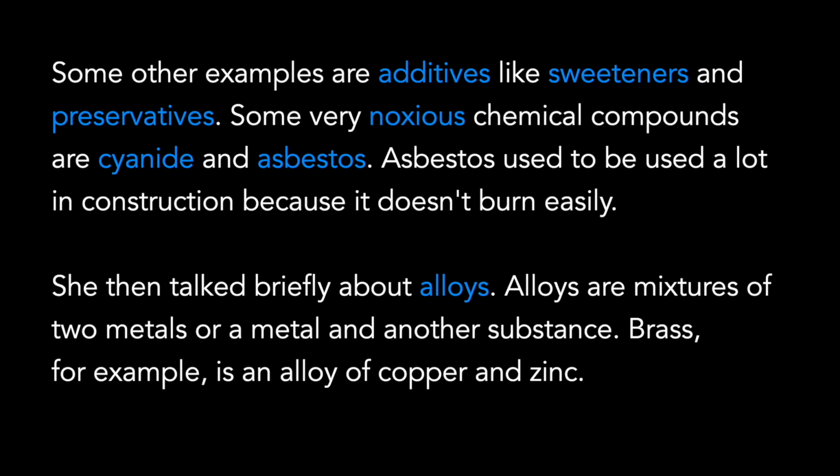Some other examples are additives like sweeteners and preservatives. Some very noxious chemical compounds are cyanide and asbestos. Asbestos used to be used a lot in construction because it doesn't burn easily. She then talked briefly about alloys. Alloys are mixtures of 2 metals or a metal and another substance. Brass, for example, is an alloy of copper and zinc.